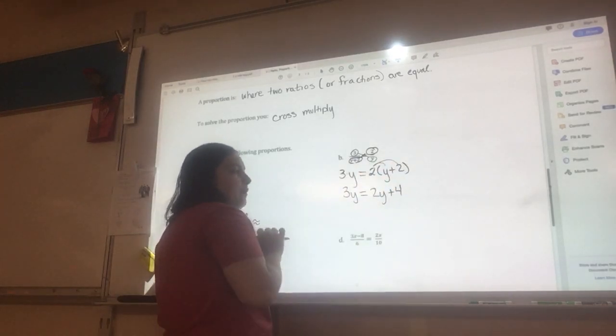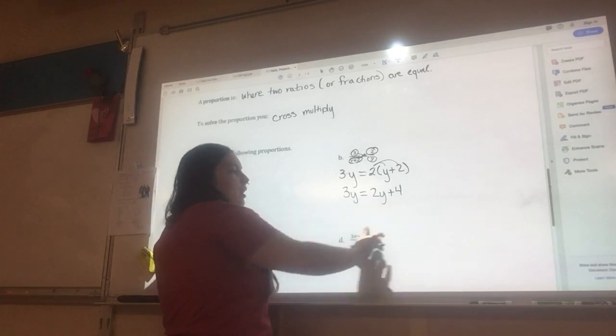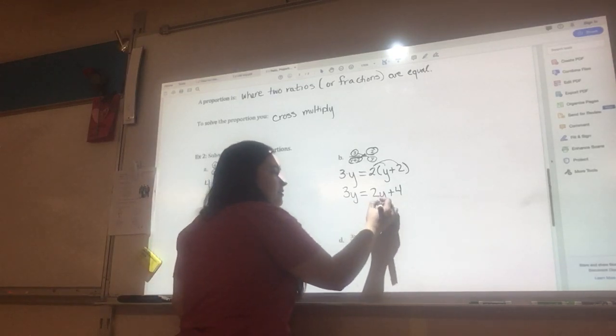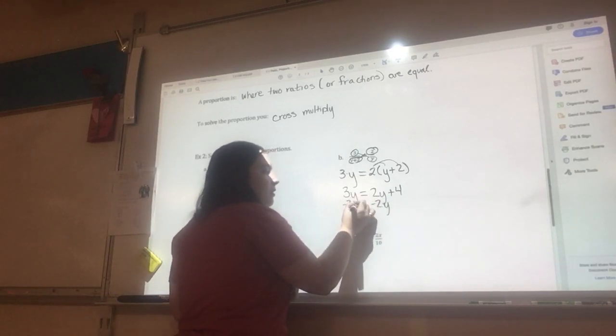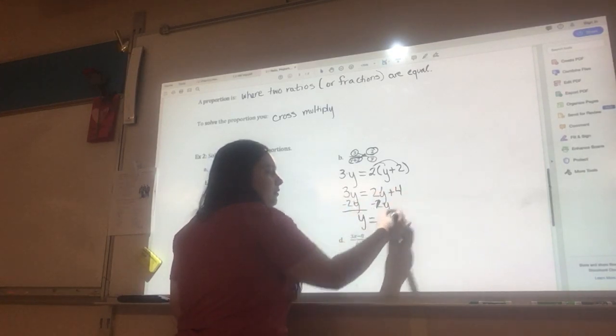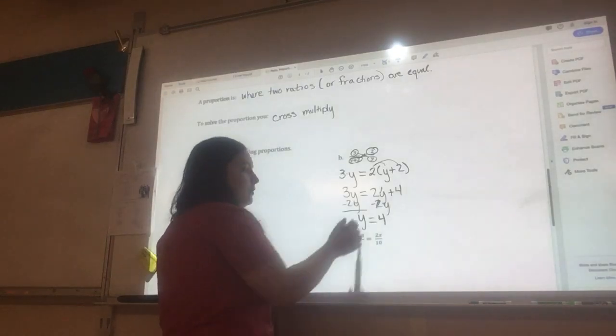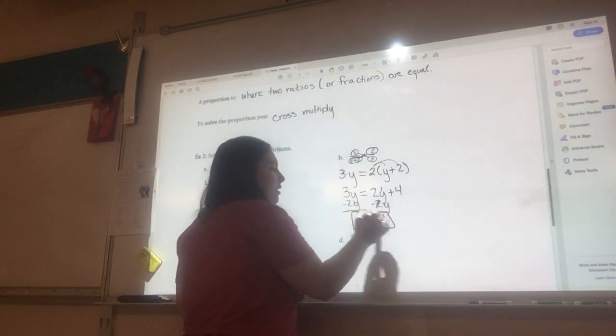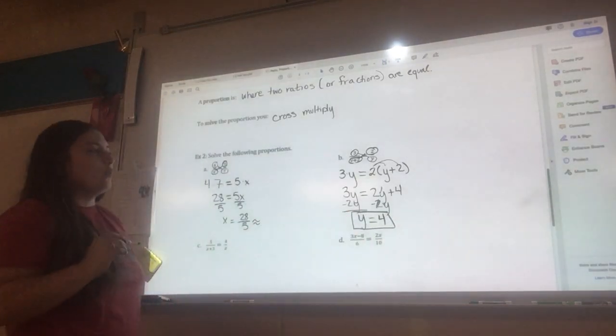Now we're going to solve for y. I'm going to move y to one side and see what happens. So I'm going to move the minus 2y so they cancel, and then I'm going to get y equal to 4. Well, no more simplification is involved. Therefore, y equals 4.